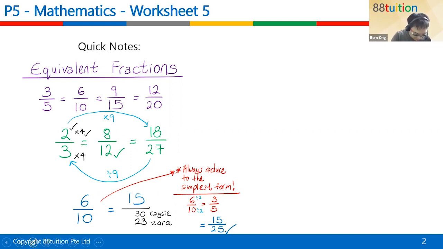So my favorite number is wrong. Casey's guess is also wrong. But eventually both of you got it, with just a little tip from me. And the tip is what? Always reduce to the simplest form. Understand or not, children?